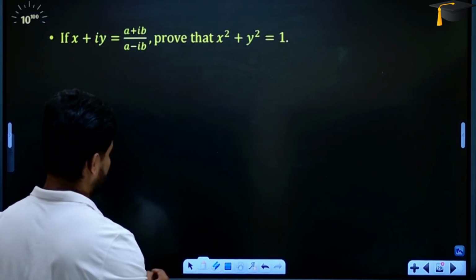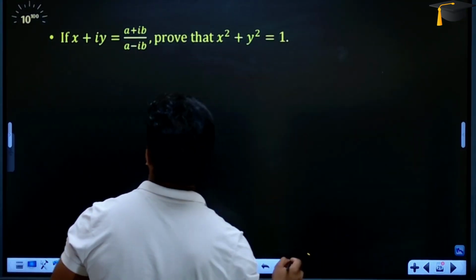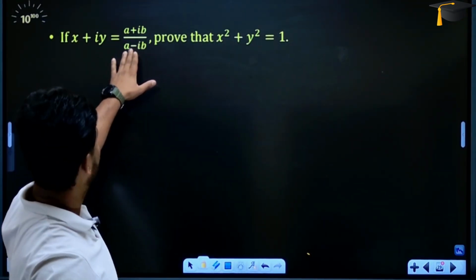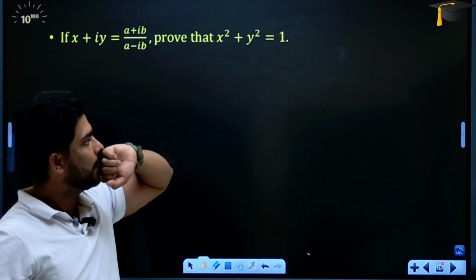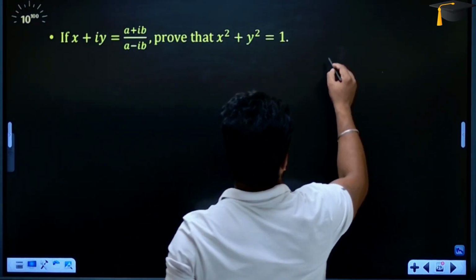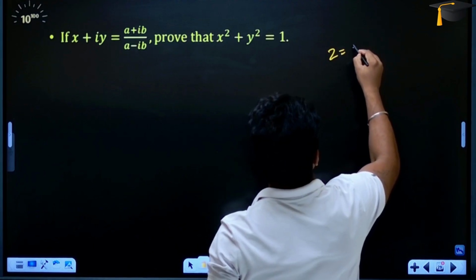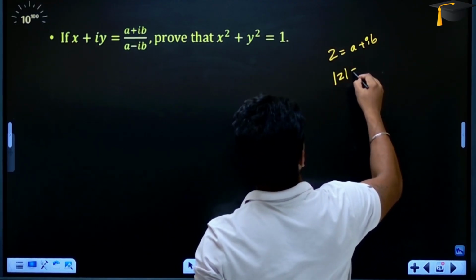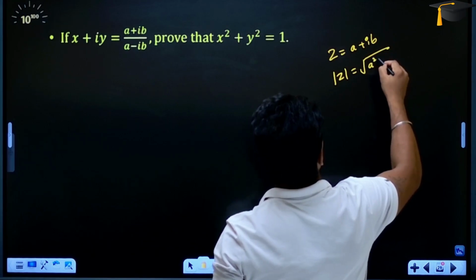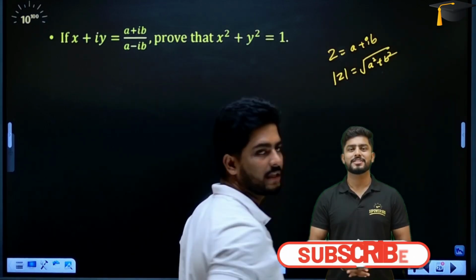Okay, so here the question is x plus iy is equal to a plus ib divided by a minus ib. Prove that x square plus y square is equal to 1, they ask, children. Okay, so to do this we need to have one formula. So when z is equal to a plus ib, the mod z formula comes. Mod z is equal to what? Square root of a square plus b square. Correct? a square plus b square.